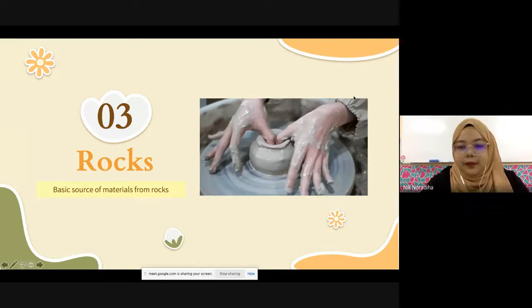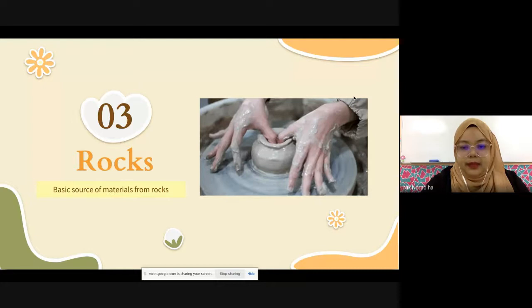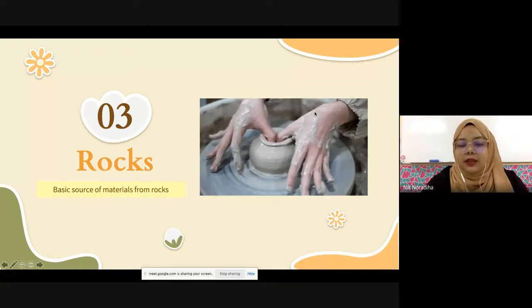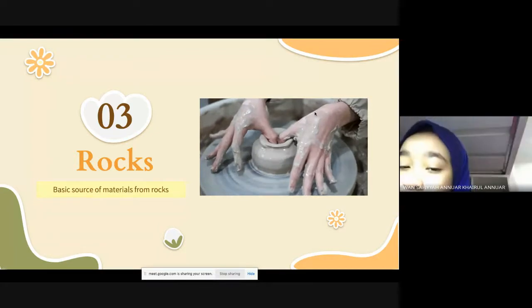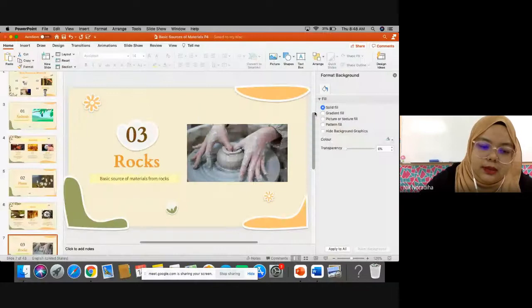Yes. Is that pottery? That looks like clay. Yes, this one is pottery. So what did they use? What did they use? They use clay. Good job.